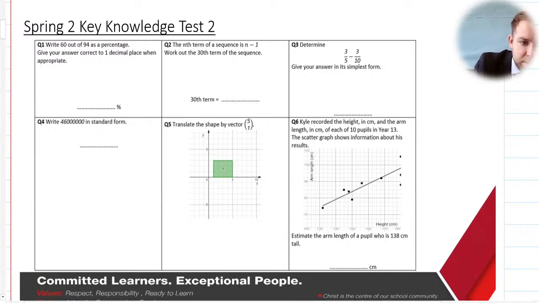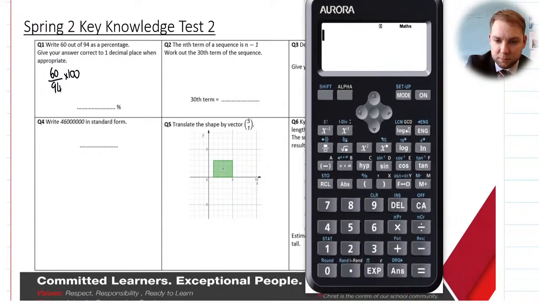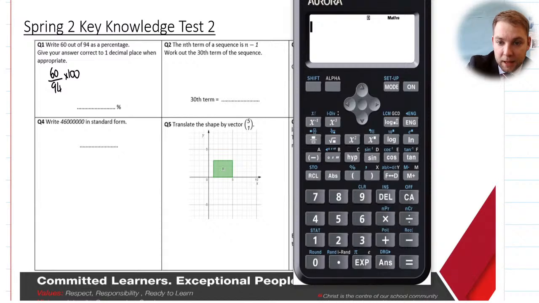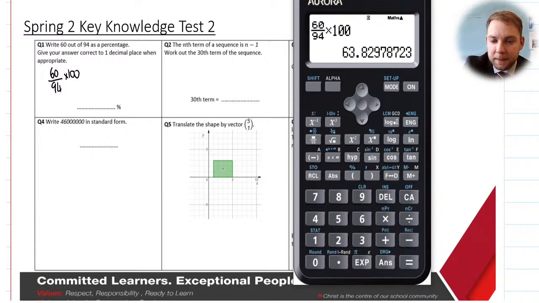So the way I do this, it'd be 60 out of 94, and because it's a percentage, I times by 100, so you write it as a fraction, times by 100. You can use your calculator for this one, because it does say to one decimal place. So for this one here, fraction button first, 60 over 94 and then times by 100 there, like so. So for this one here, it's going to be 63.82. So to one decimal place, that's going to be 63.8.